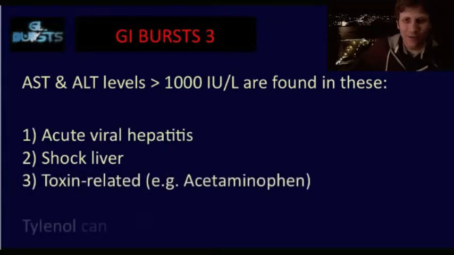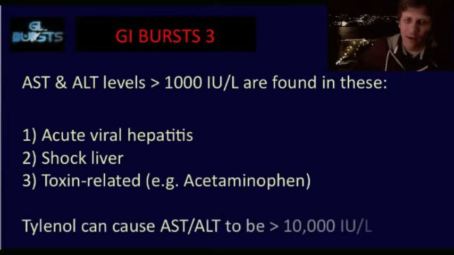Now, another condition that can give you a pretty elevated AST and ALT level is autoimmune hepatitis, but it's still not going to be anything like acute viral hepatitis, shock liver, or acetaminophen toxicity. And by the way, acetaminophen is notorious for causing extremely elevated levels of aminotransferases. So anytime you see an AST and an ALT level greater than 5,000 IUs per liter, or even upwards of that, we're talking like 10,000 IUs per liter, always think acetaminophen, get a Tylenol level no matter what.